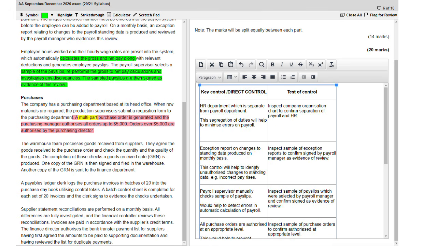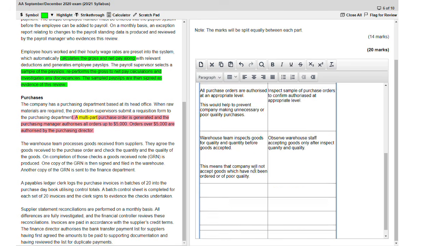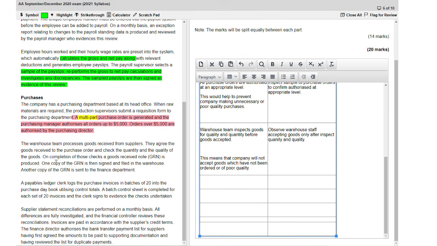How many have we got so far? We've got 1, 2, 3, 4, 5. Let's pick one more from this bit. Anywhere where it says that something is signed, like the clerk signs the batch control sheet, that's a good one to test, isn't it? Because again, you can inspect for signature. I'm going to pick the next paragraph though.